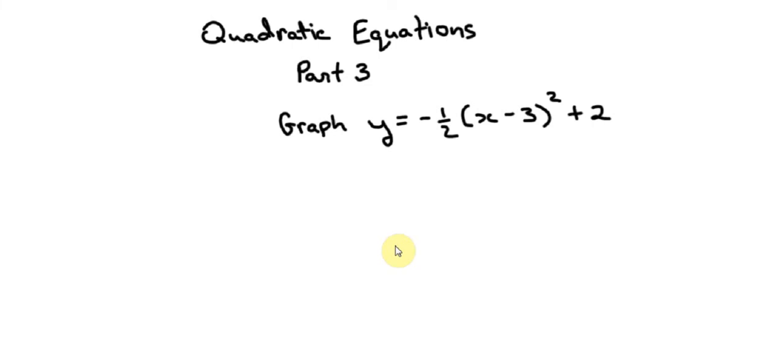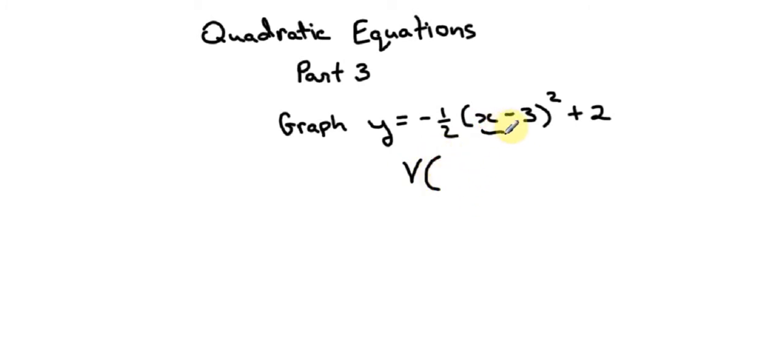All right, this is part 3 of our look at quadratic equations and their graphs, and I've got an example written up here already, which is to graph y equals negative a half (x minus 3) squared plus 2. So to create our graph, we're going to start off by identifying exactly where the vertex is. That kind of gives us a real good foothold.